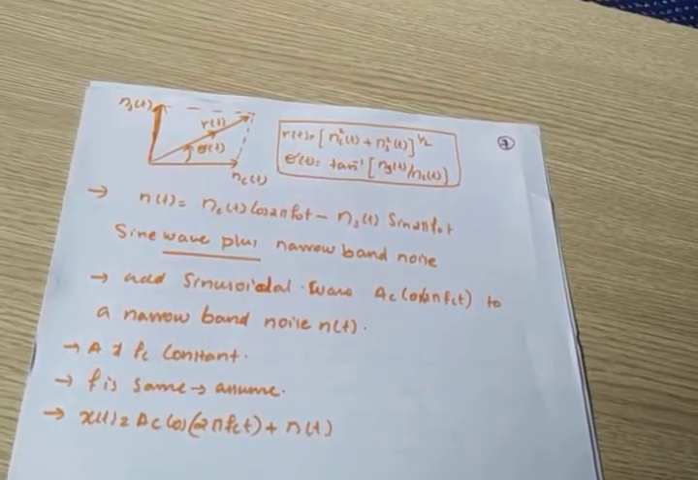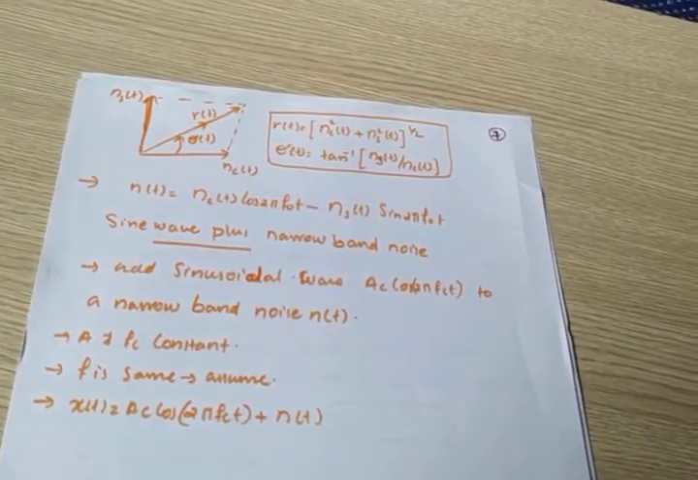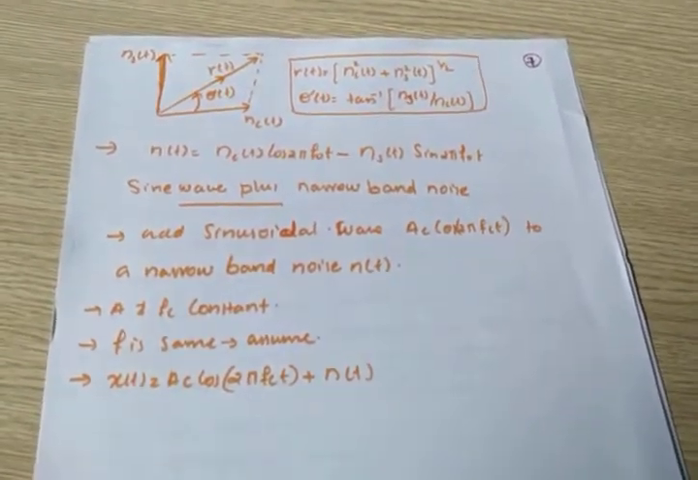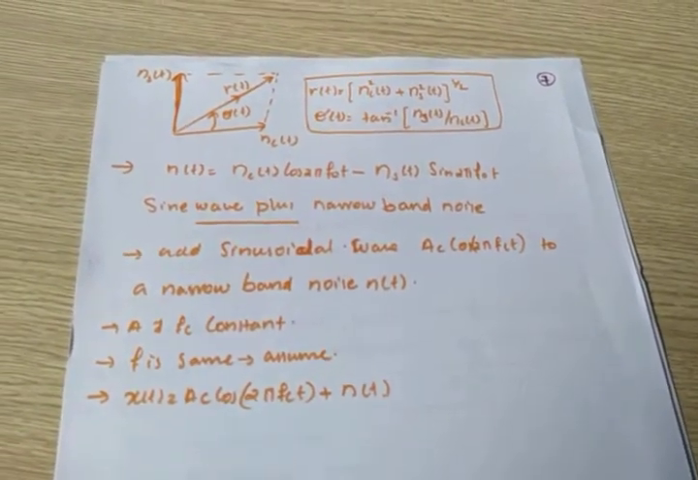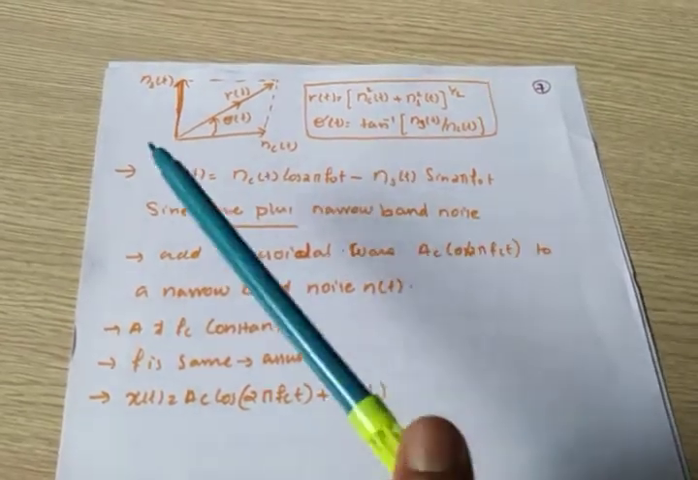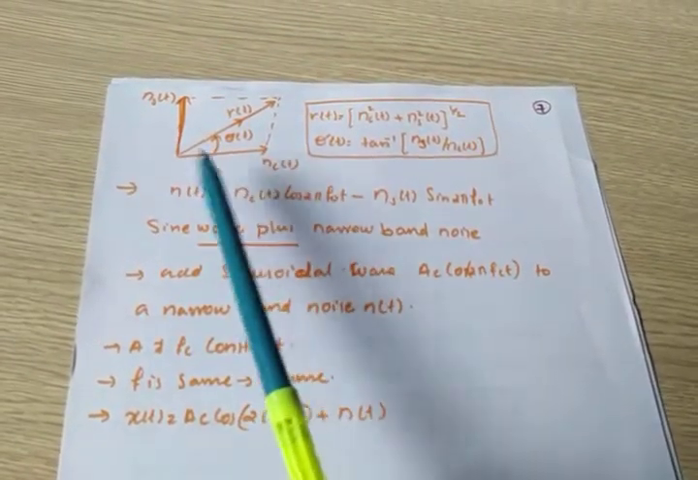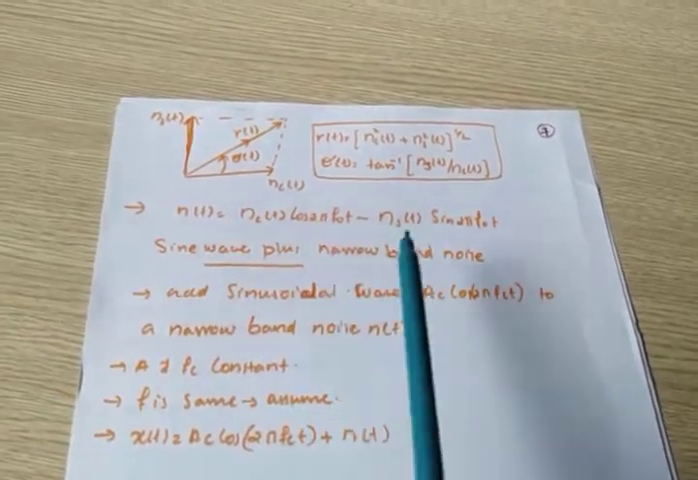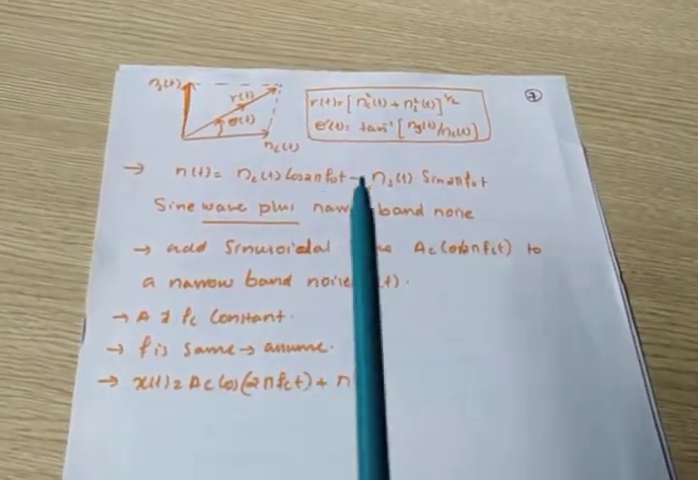That means noise is affected in frequencies nearby f0. This is the vector representation of the in-phase and quadrature components. This is the in-phase component, and the other one is the quadrature component.